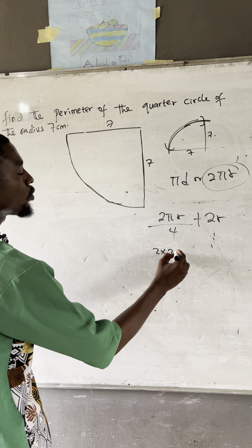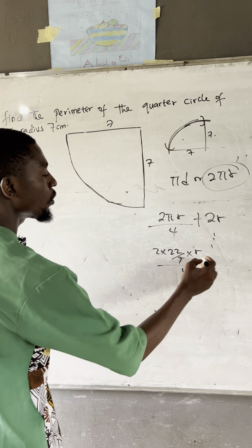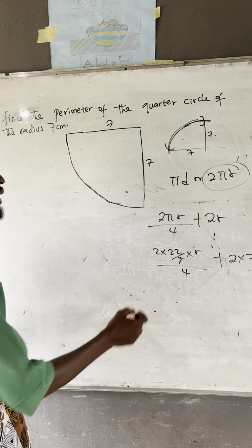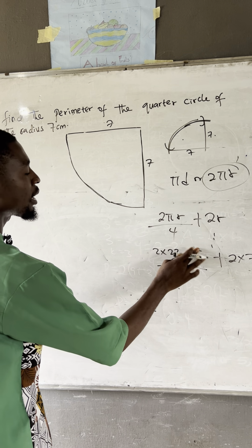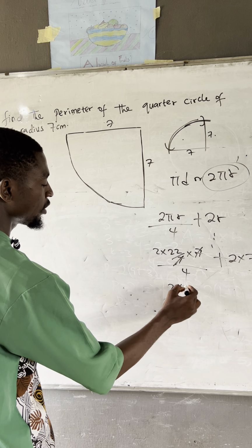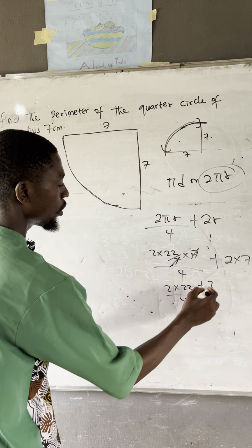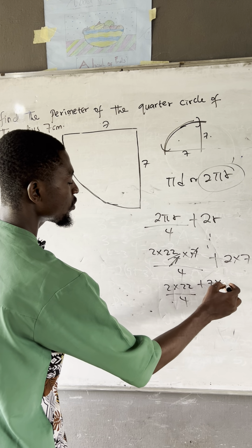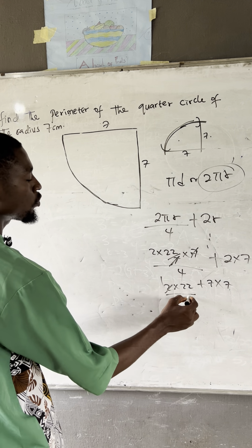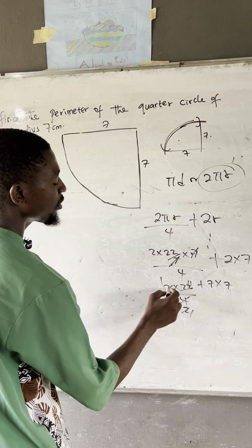Then let's replace it. Here we have 2 times 22/7 times r, let's still put it as all over 4, plus 2 times 7. Then remember that our r is 7. So this cancels this. We are left with 22. 2 times 22 all over 4, plus 7 times 4. So here, 2 here is 1, 2 here is 2, 2 here is 1, 2 here is 11. Or you can even say 2 times this is 44.